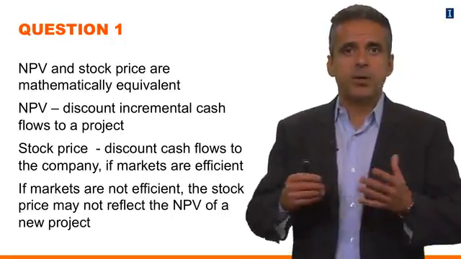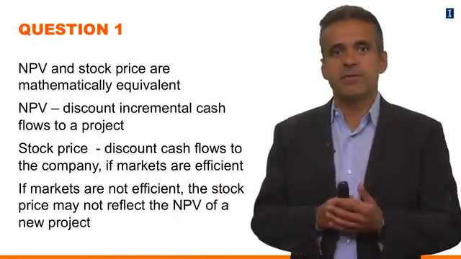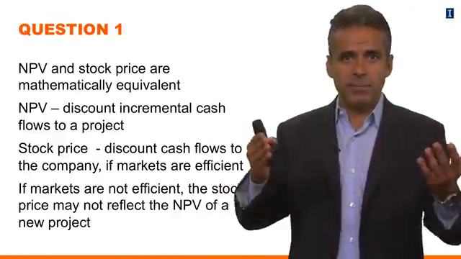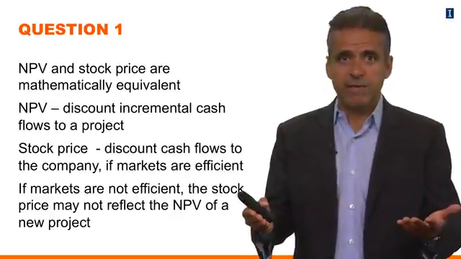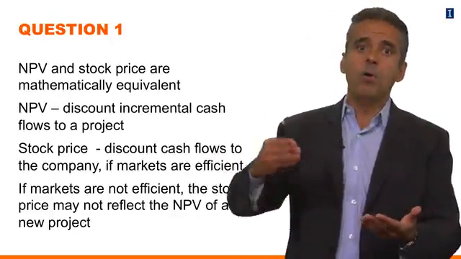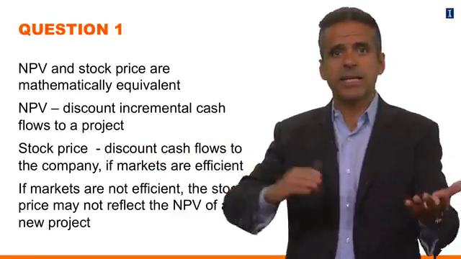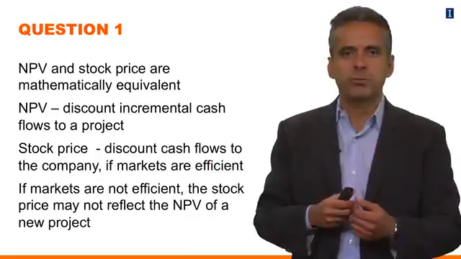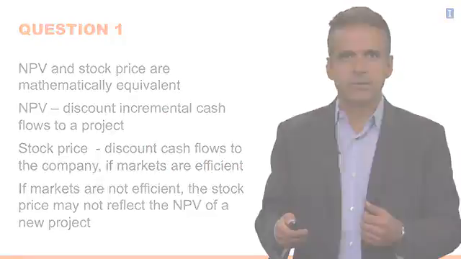If the markets are not efficient, then of course the stock price may not reflect the NPV, because the stock price may be reflecting other things other than future cash flows. Since the NPV always requires you to discount future incremental cash flows, NPV and stock prices are going to be different. So that's why efficient markets are important.